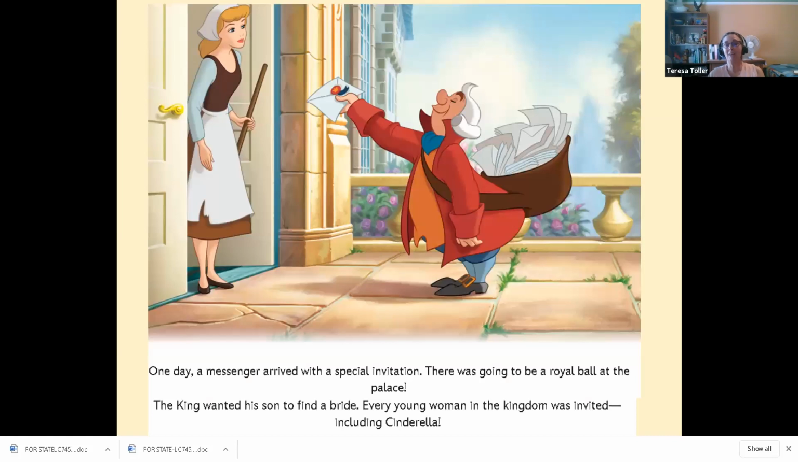The day they all got invited to the royal ball at the palace. So back to our story. One day a messenger arrived with a special invitation. There was going to be a royal ball at the palace. The king wanted his son to find a bride. Every young woman in the kingdom was invited, including Cinderella.